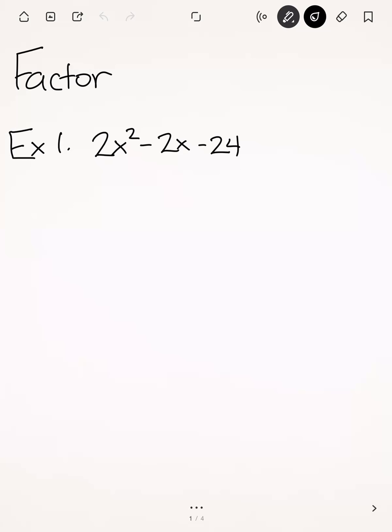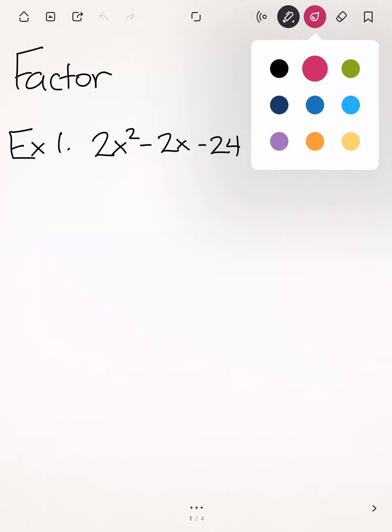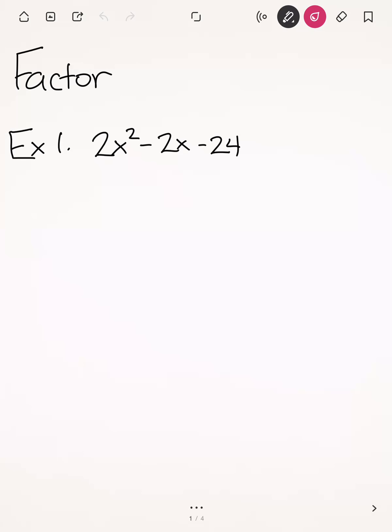This video will be over factoring quadratics. So example 1, we have 2x squared minus 2x minus 24. What we need to look for first is a GCF, the greatest common factor. If I look at 2x squared minus 2x minus 24, I notice that all three terms are divisible by 2. So that makes my GCF equal 2.